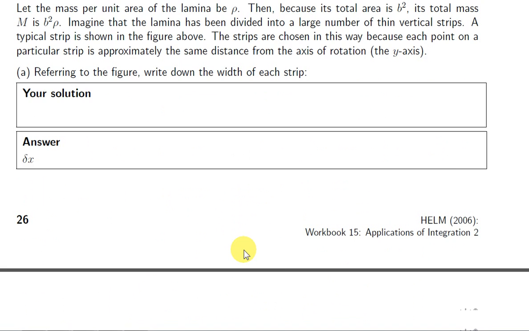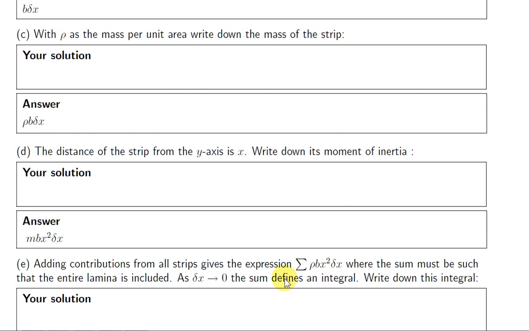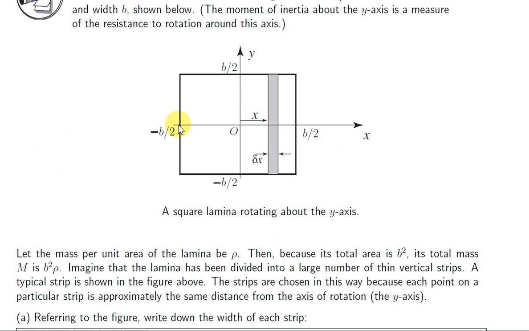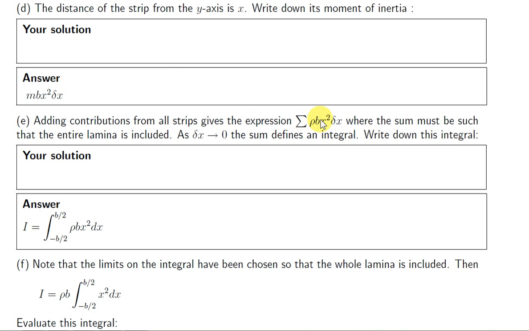So we need to sum all of the contributions for each strip from x equals minus b over 2 to x equals plus b over 2, because the first strip is at minus b over 2 and the last strip is at plus b over 2. So we have a total length of b units for the side of this lamina. Of course this sum is just an approximation to the moment of inertia of the lamina. That approximation becomes exact if we let delta x go to 0, and then we take the limit as delta x goes to 0 of this sum.